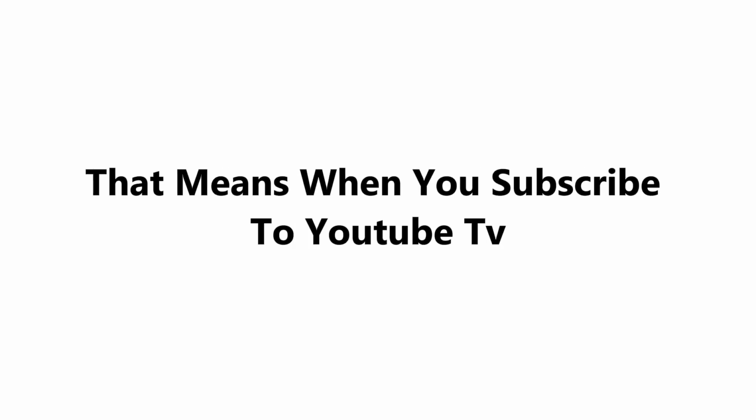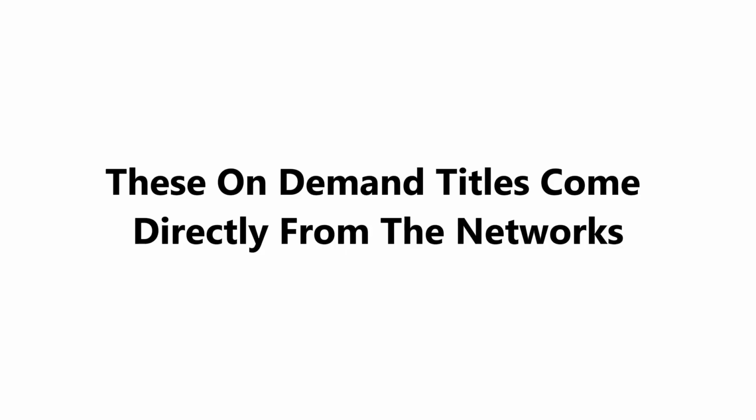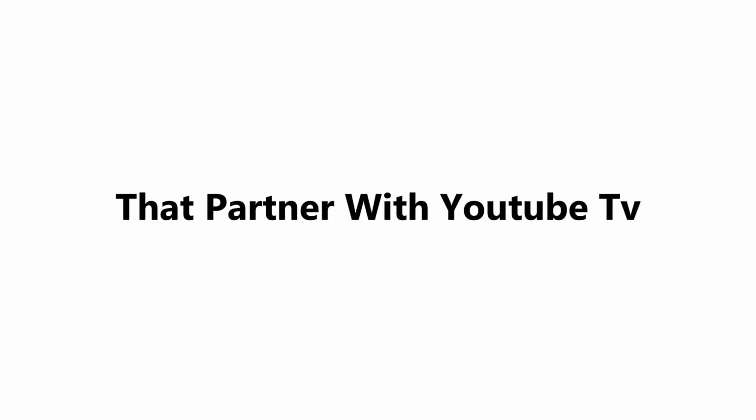That means when you subscribe to YouTube TV, many networks give you access to their on-demand library of shows, episodes, and movies. For example, if you missed a new drama on ABC or a game on ESPN, you can usually go back later and watch it on demand. No recording needed. These on-demand titles come directly from the networks that partner with YouTube TV.